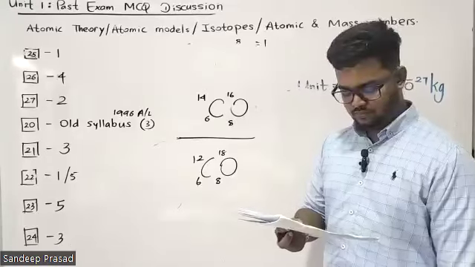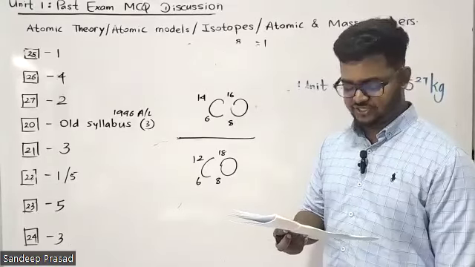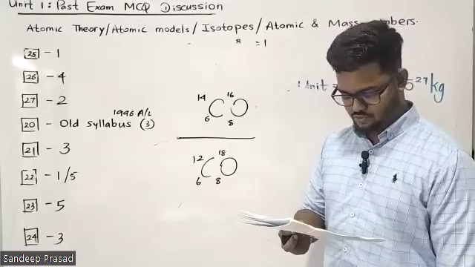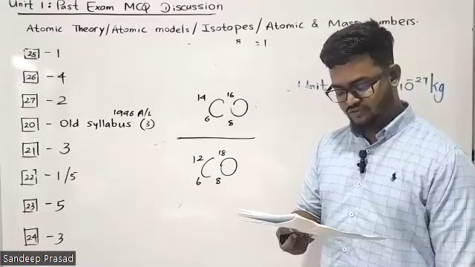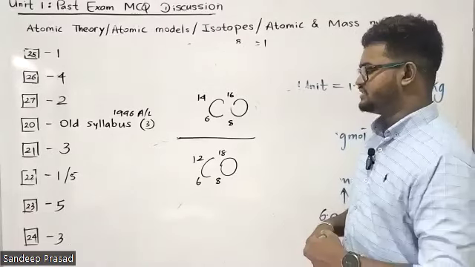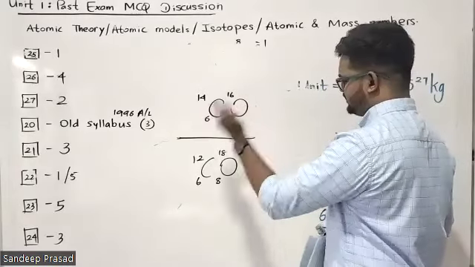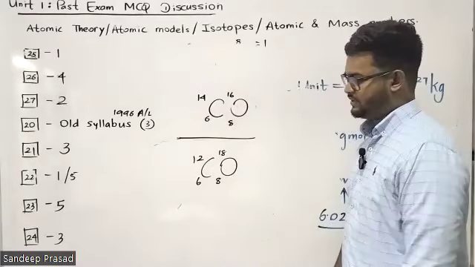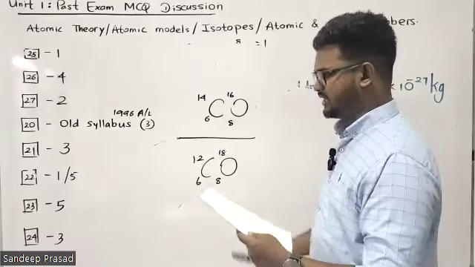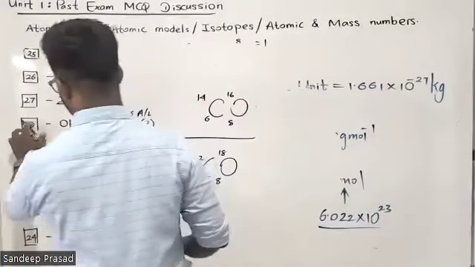Molar volume, no. Density at standard temperature pressure. STP means standard temperature pressure, wrong. Percentage composition of carbon and oxygen by mass. Yes, it is changing. If you take the percentage value, that percentage value can be changed by the mass. So therefore, question number 28, the answer is number 5.